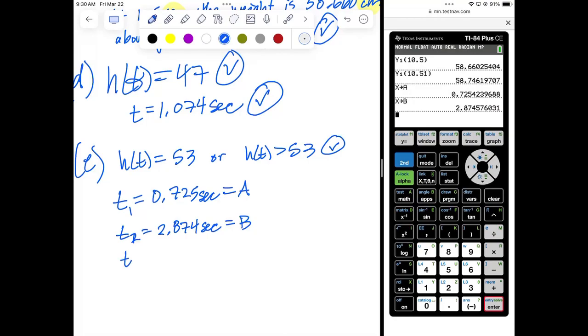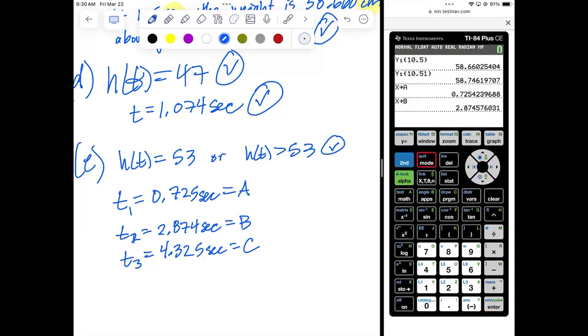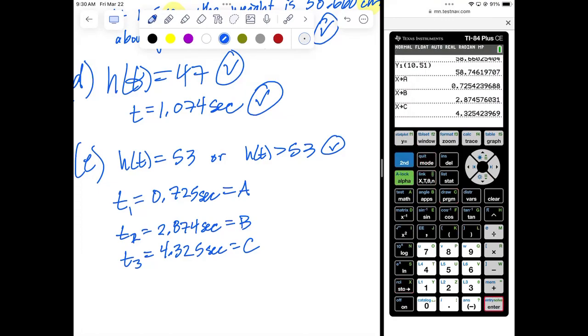And then I got one more, T sub 3. Second trace number 5, enter, enter. This time I want the next one right there. Boom. Okay. And it gives me 4.325 seconds. I'm going to store that as alpha C. So I come back and I hit X stow alpha C. So now I got all three of them. If you want, you could find the next two as well and call it D and E. But I know that it's symmetrical to the first little bump, and I can just double it.